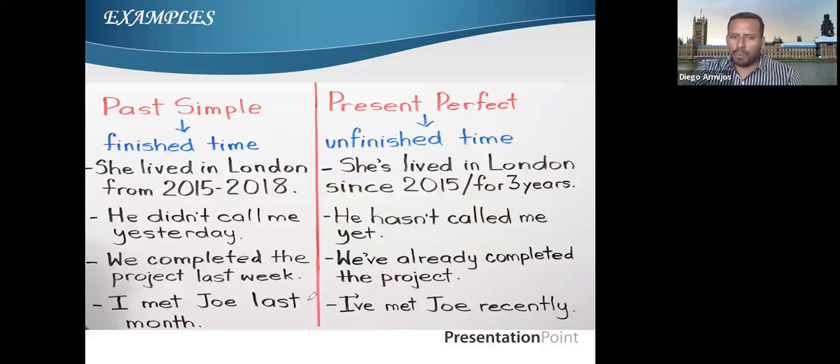Last but not least, we have another example. I met Joe last month, right? I met Joe last month. It means that you met him, so no more meetings, okay? But in this case, I've met Joe recently. So like a couple of minutes ago, you've met Joe. That is why you can meet another time in the future, okay? So this is basically the difference between past simple and present perfect, okay?